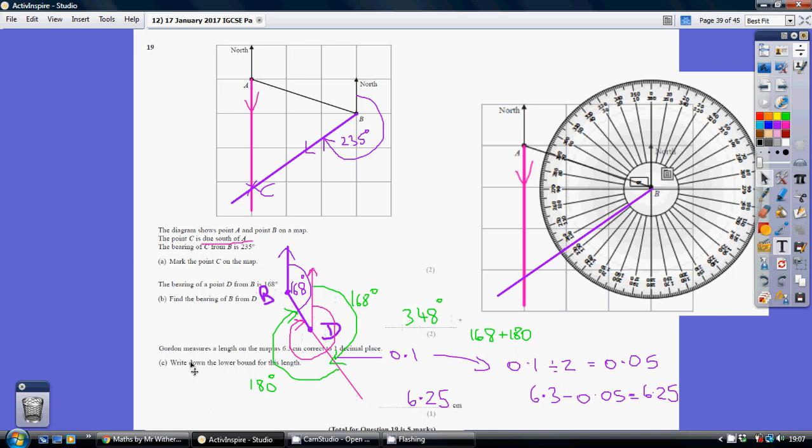Now for part C, we've got to work out the lower bound. Gordon measures the length on the map to the nearest 6.3 centimeters, correct to 1 decimal place. Okay, so that's 6.3 of a centimeter. Now that means we can go up or down by half of this 1 decimal place, half of 0.1, which is 0.05. So we either go up or down by 0.05. Because we need the lower bound, we go down, so it's 6.3, take away 0.05, which is 6.25.